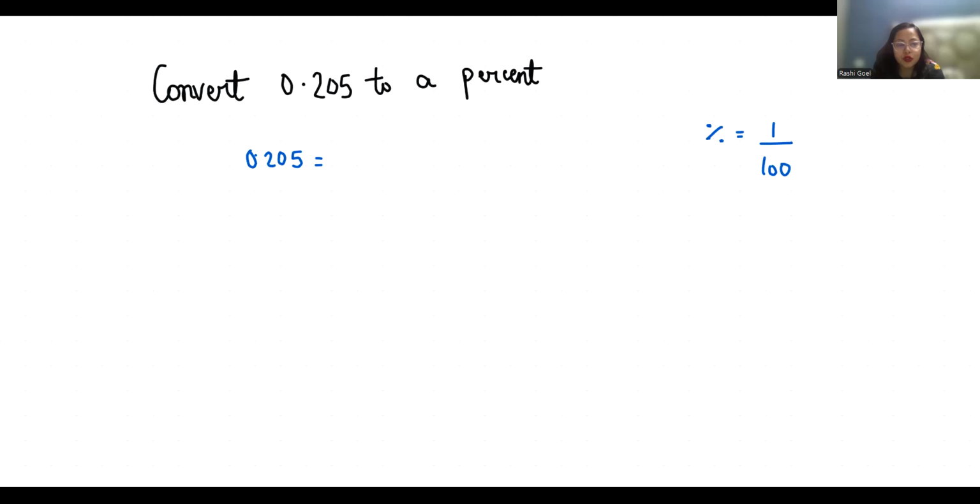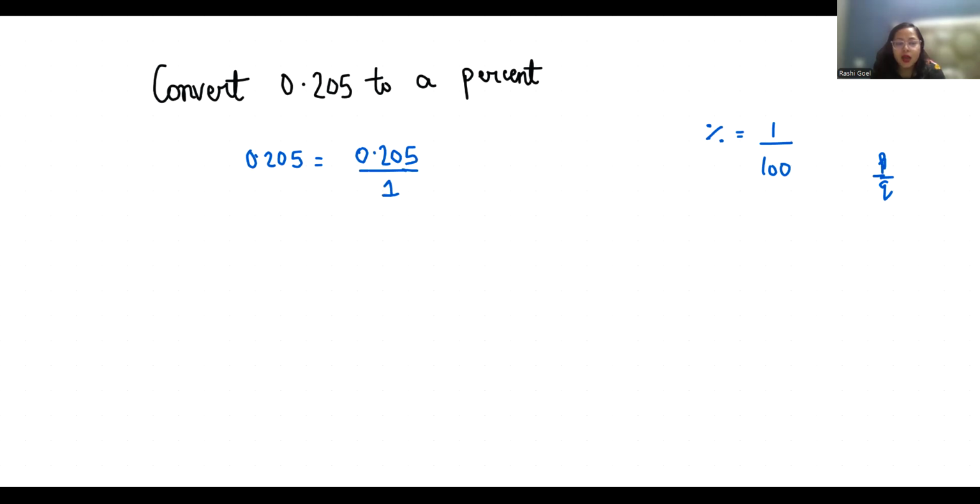So 0.205 in decimal form. First, I'm going to convert it into fraction form, that is P by Q form where P is the numerator and Q is the denominator. So we can write 1 in the denominator, and so it comes in fraction form.